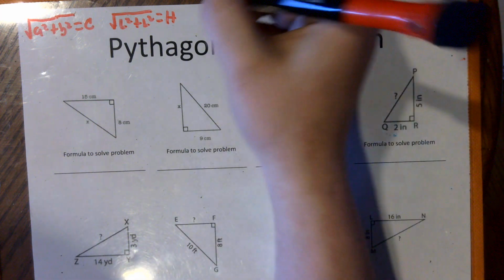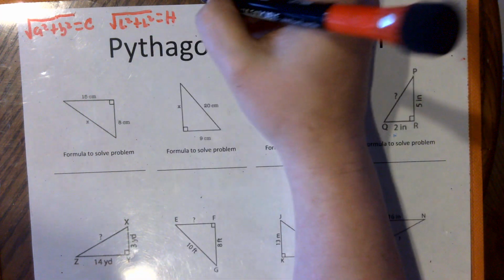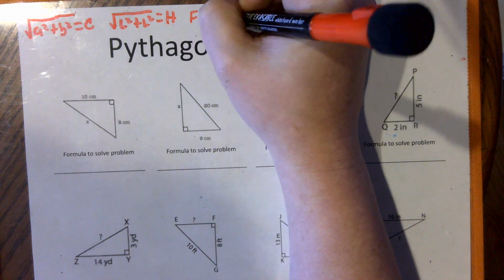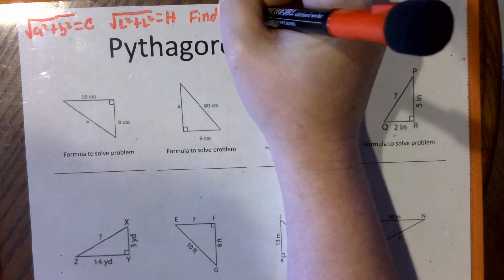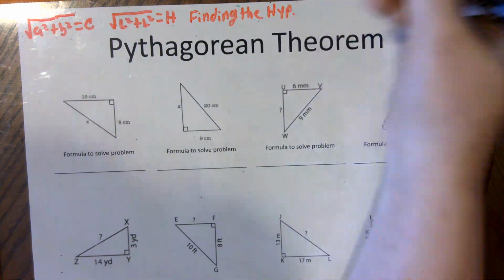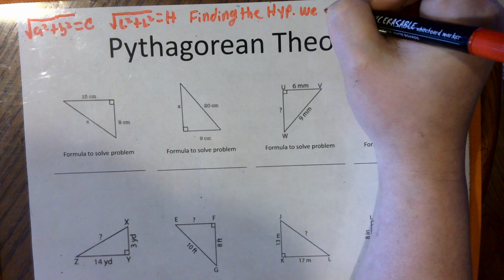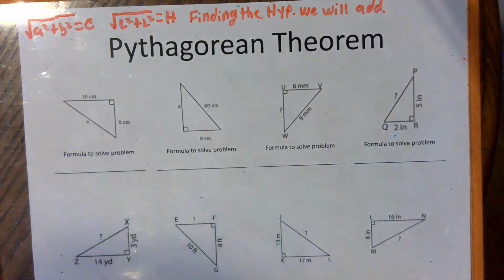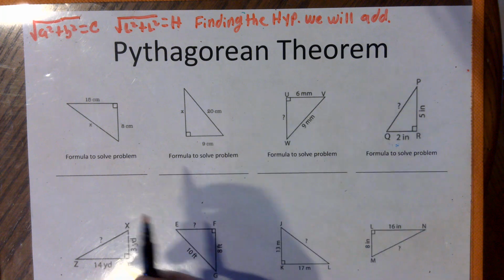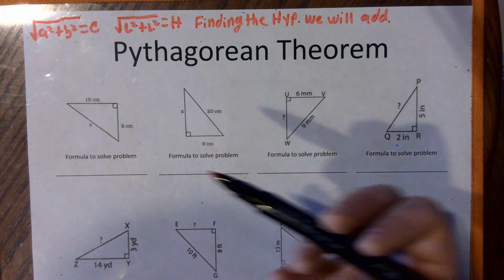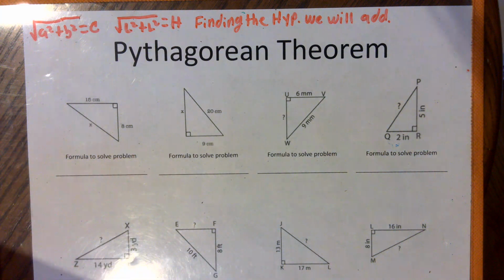So what I want you to do right here beside this is I want you to put finding the hypotenuse. We will add, okay? The reason why I want you to put that down is because some of them were trying to find the hypotenuse while others were trying to find a leg. And we need to go ahead and jot down the formulas for finding a leg.